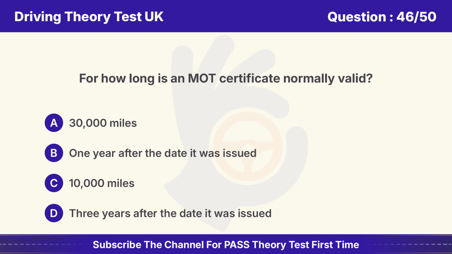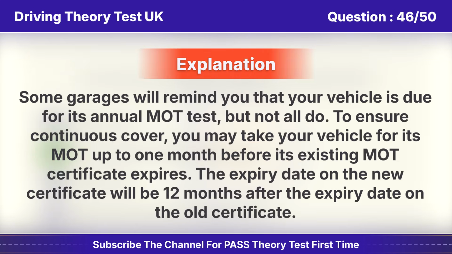Question 46. For how long is an MOT certificate normally valid? Answer is B. 1 year after the date it was issued. Some garages will remind you that your vehicle is due for its annual MOT test, but not all do. To ensure continuous cover, you may take your vehicle for its MOT up to 1 month before its existing MOT certificate expires. The expiry date on the new certificate will be 12 months after the expiry date on the old certificate.